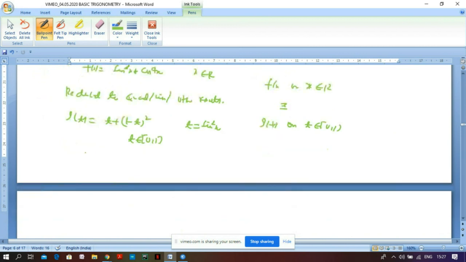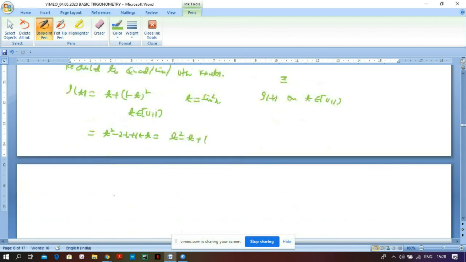So now g of t is quadratic. So let me arrange this. This is t square minus 2t plus 1 plus t. That is t square minus t plus 1. So I want this quadratic. Now this quadratic is t square minus t plus 1. For this, discriminant is negative. So it goes like this. And this is t equal to 1 by 2.